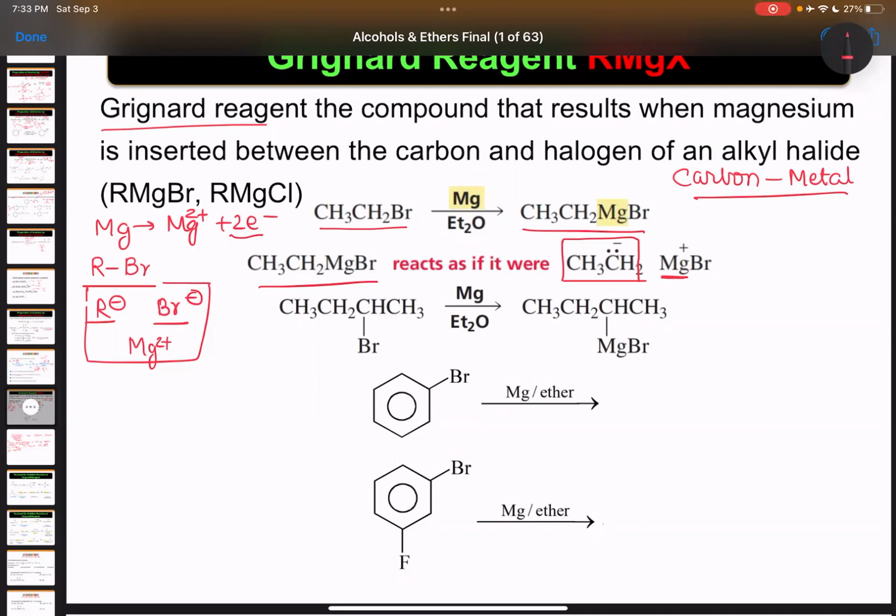Okay, so this is the Grignard preparation. You can take aryl halides or aromatic halides also. You can, but aromatic halides require some more heating, because they are less reactive. So you can take the magnesium. You need to heat more.